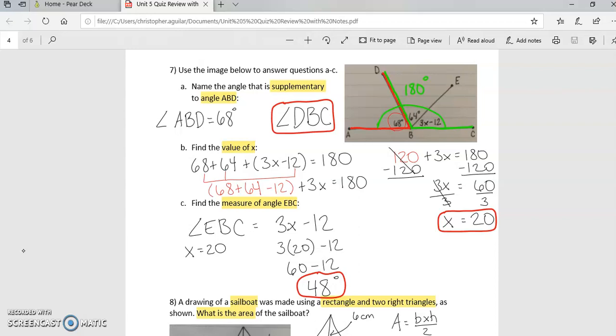So I say, okay, I'm trying to get rid of this number. Let me do the inverse. 120 minus 120, those cancel. 180 minus 120 is 60. So 60 is equal to 3x. I want the x by itself, so I have to cancel out that 3 by dividing by it on both sides. So now I find out that x is equal to 20.